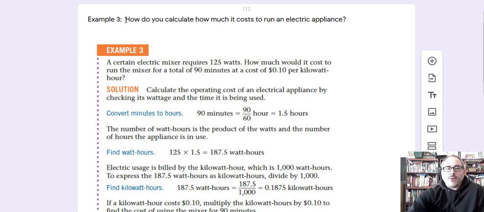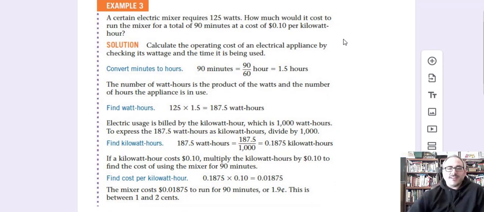And again, the point of this example 3 is how do you calculate how much it costs to run an electric appliance? Remember that second learning target? Look at that. You're already on the second learning target. All right, so the solution here is to calculate the operating cost of an electrical appliance by checking its wattage and the time it is being used.